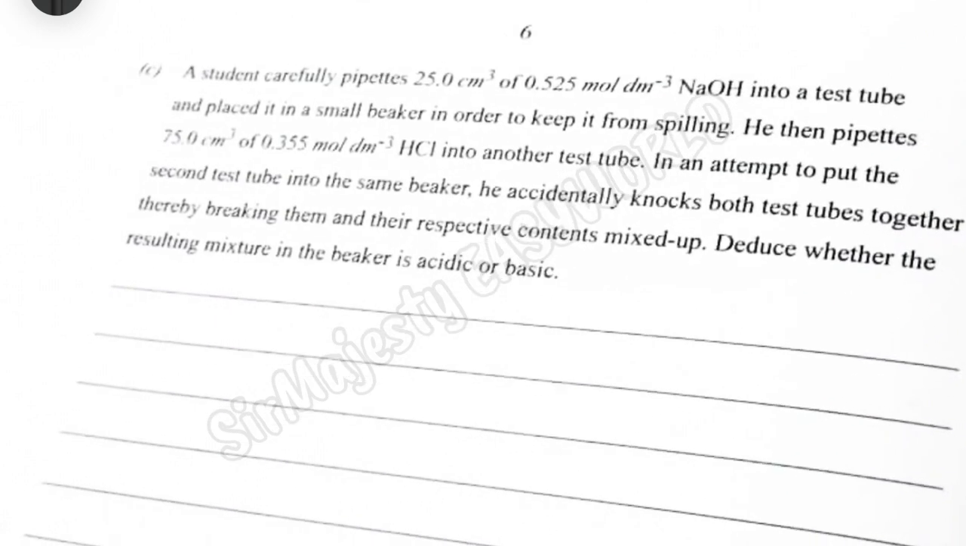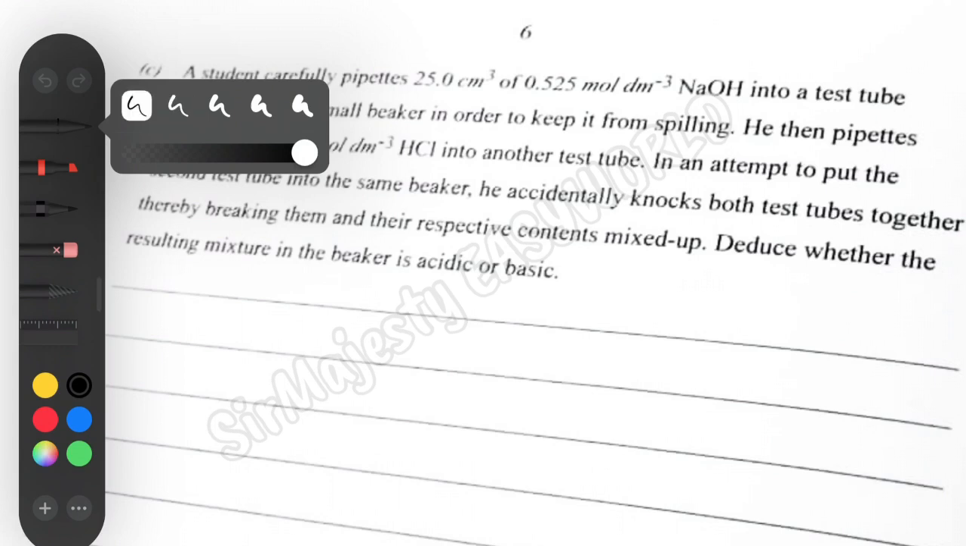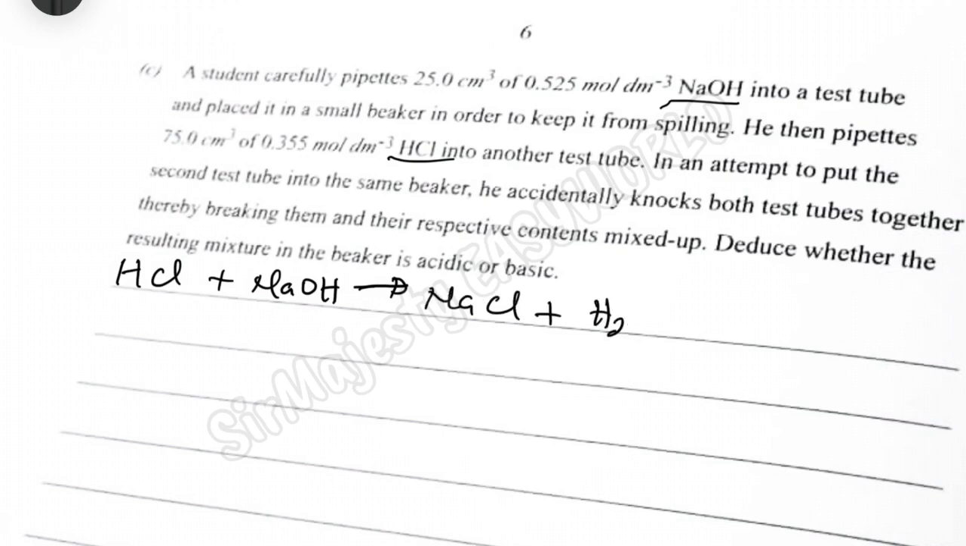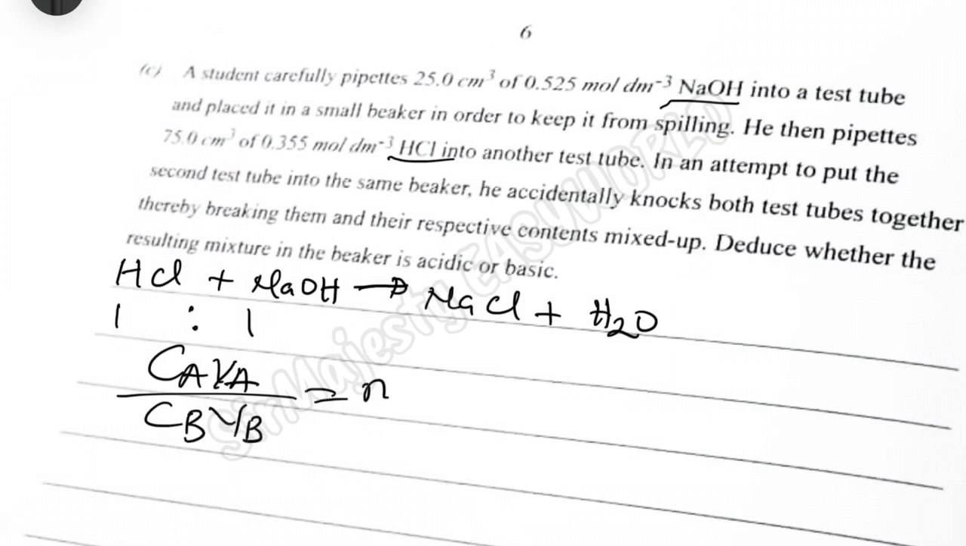One might be wondering, what should I do here? Looking at the question, you need to digest it very well. First of all, you have to write the equation of the reaction. The two reactants are sodium hydroxide and HCl. So we'll have to write and balance the equation first. We'll get sodium chloride plus H2O, which is automatically balanced such that Na is 1, Nb is 1, so the mole ratio of acid to base is 1:1. So we have gotten that fact. There is nothing unknown here. They have given us all the parameters in this formula, CAVA all over CBVB equals NA over NB.